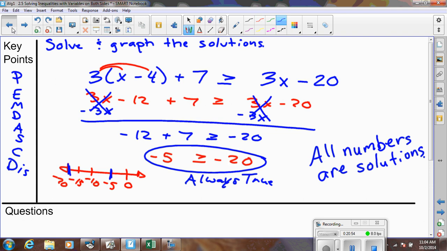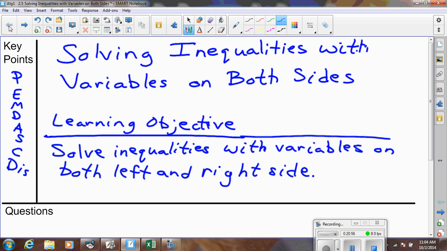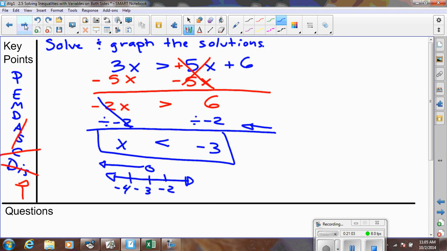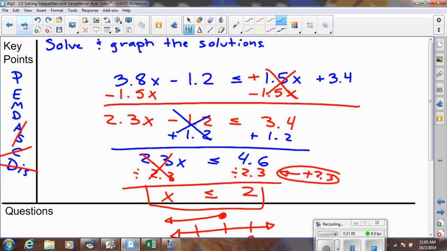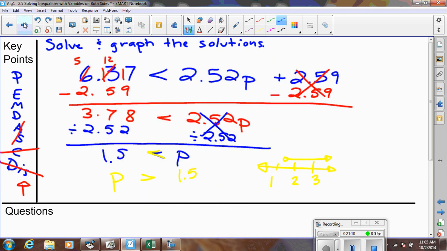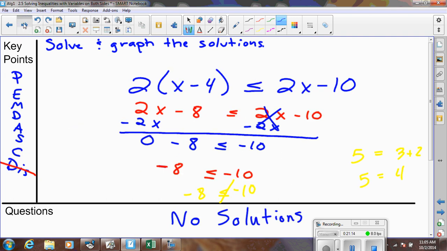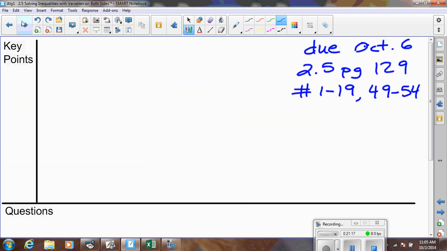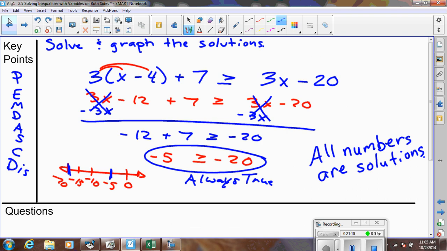Remind you of what the learning objective was for today. We want to be able to solve inequalities that have variables on both the left and right hand side. That will include problems that have distribution. It will include problems that have decimals. It will include problems that have fractions, even though we did not do an example of that. It includes less than, greater than, or equal to, graphing, and most especially, it also includes pieces that are always or never true, letting you know there are no solutions or everything is a solution.